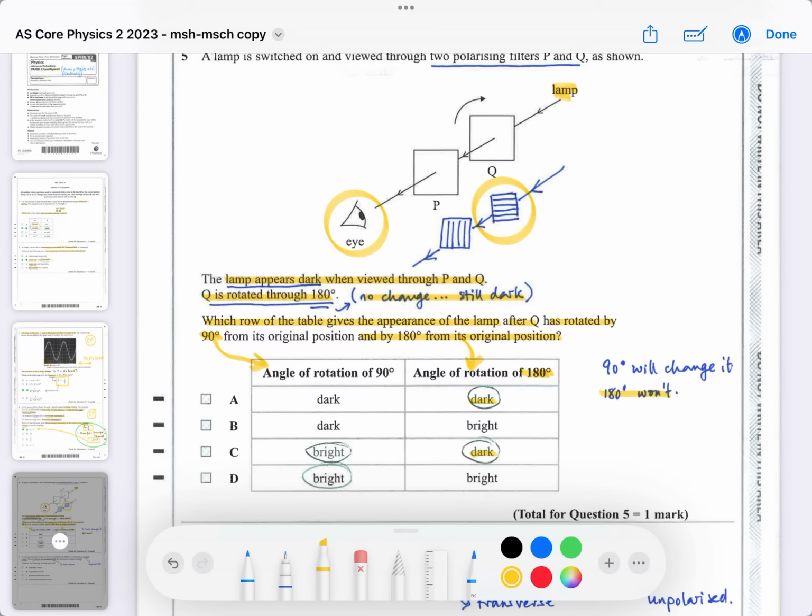But if you change it through 90 degrees, this is a change here. By changing it through 90 degrees, they'll both be in the same direction. If you change the Q orientation by 90 degrees, the grid lines will then be this way, which is the same as P. Therefore, the light will get through and you'll get brightness. Okay? So the answer is 180 degrees will keep it dark, 90 degrees will keep it bright. So the only one with the correct 2 is C.